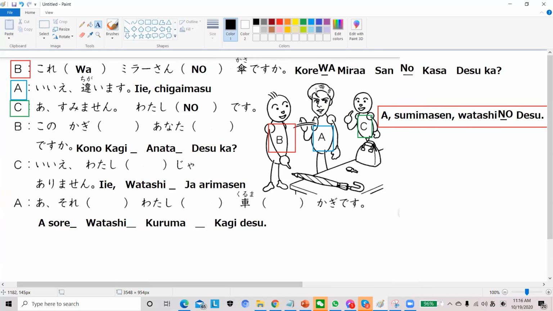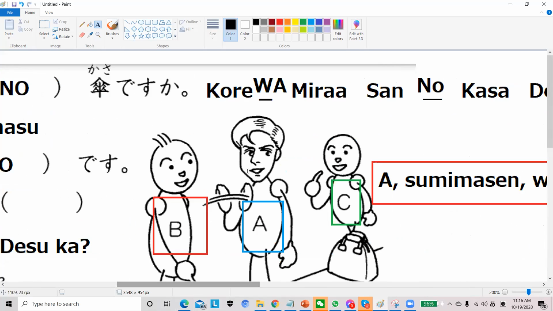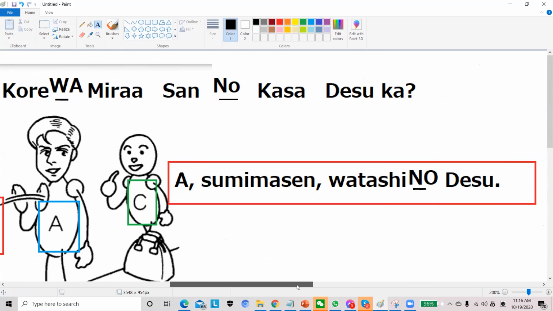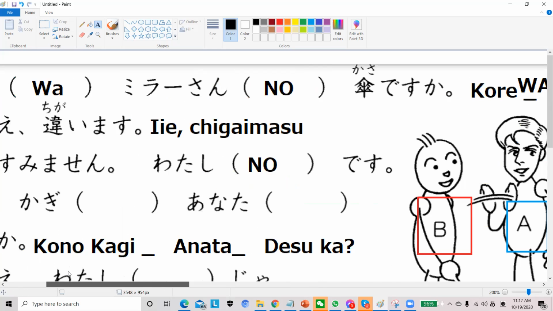It says now, Kore wa Mira-san no desu ka? Mira-san, does this belong to you? That's the reason in this posture it says iie, chigaimasu. If you see the hand of Mira, it's waving left and right, so he means declining. But we have C-san, who says, ah, sumimasen, an interjection meaning excuse me. Watashi no desu, and he's pointing his hand to his nose. So that is the posture.